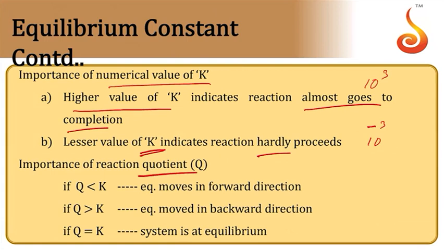Now, the importance of reaction quotient. The reaction quotient formula and the equilibrium constant formula remain the same. If the reaction quotient is less than K, then you can say equilibrium moves in the forward direction. If the reaction quotient is more than K, it moves in the backward direction, and if it is equal to K, the system is already at the equilibrium state. So, if Q is less than K, equilibrium moves in the forward direction; more than K, it moves in the backward direction; equal to K, the system is at equilibrium.